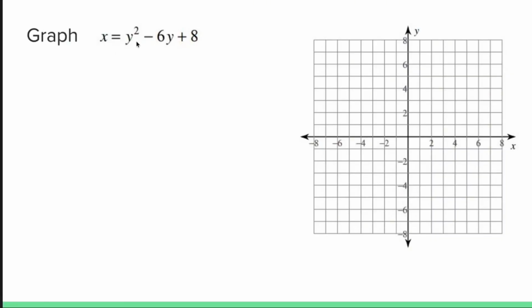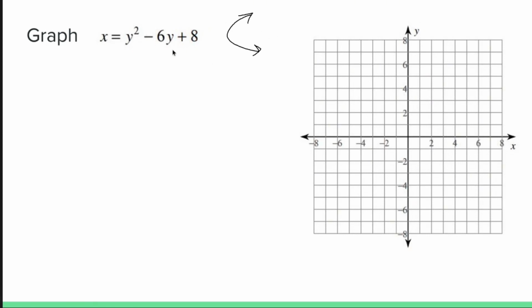Graph x equals y squared minus 6y plus 8. I am going to use the zero product property and find the vertex. And by the way, this guy opens up sideways. It's going to open up to the right because of the positive y squared.